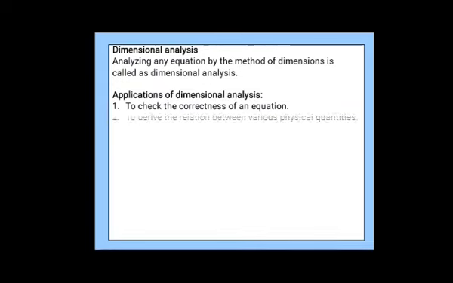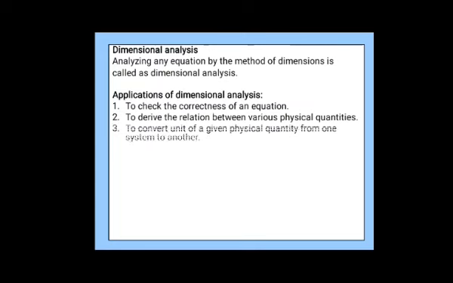That is first application. Second application is to derive the relation between various physical quantities. Means we can obtain that F is equal to m into a with the help of dimensional analysis. Then third one is to convert unit of a given physical quantity from one system to another. Say for example, SI unit of length is meter. In CGS system it is centimeter. We can convert meter to centimeter or say centimeter to meter. This is meaning of convert the unit of given quantity from one system to another system.